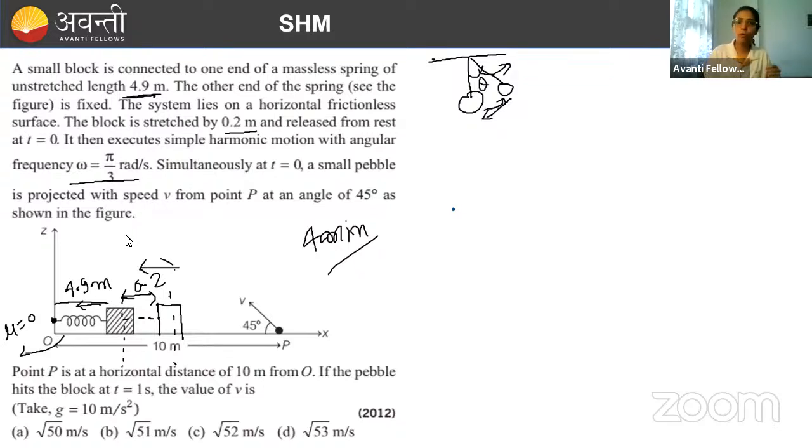And at t equal to 0, one more thing is happening. One thing was, at t equal to 0, we stretch the block by a distance of 0.2 meter and then release it. And also at t equal to 0, we are projecting a particle P. Its position from origin is 10 meter, with a velocity of v at an angle 45 degree with the horizontal, as shown in the figure. Now point P is at a horizontal distance 10 meter from O, that is given. If the pebble hits the block at t equal to 1 second, what is happening? This pebble, this stone is able to hit the block.